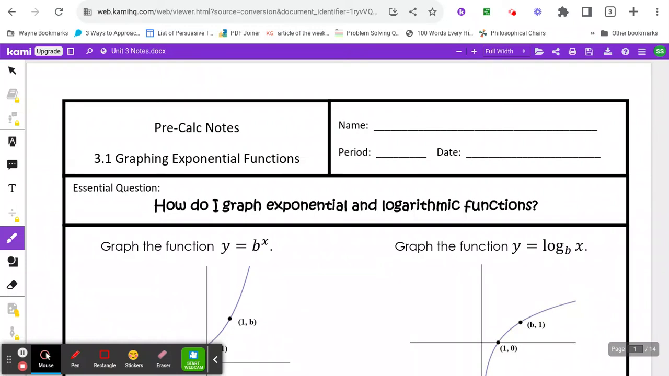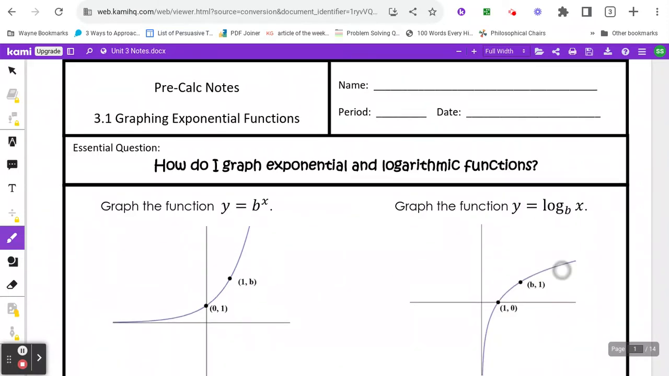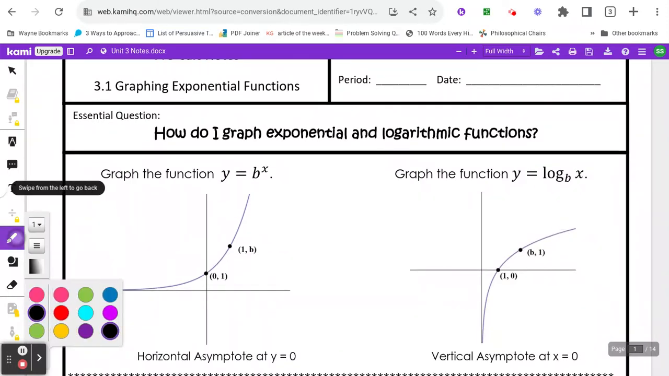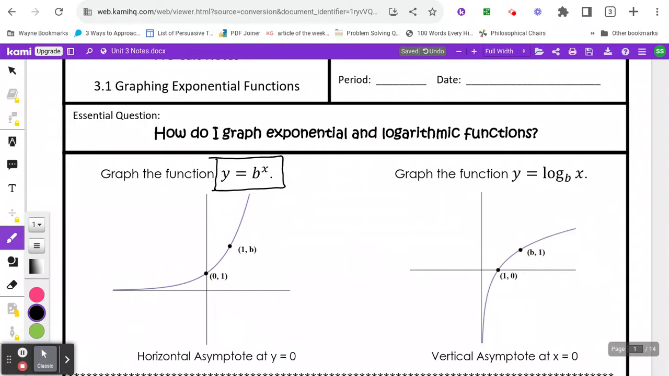Today we're going to learn how to graph exponential and logarithmic functions. So first of all, let's talk about the difference between the two. Exponential functions always come in this format. Notice it's going to be a number to the x power, so the x is the exponent.